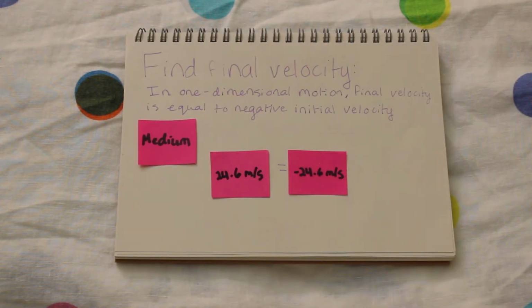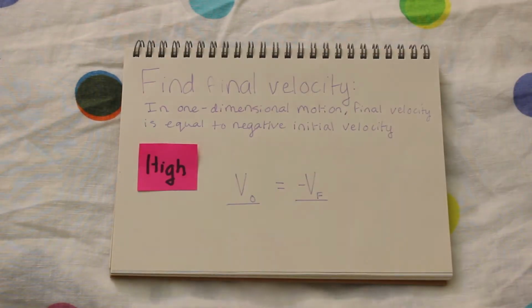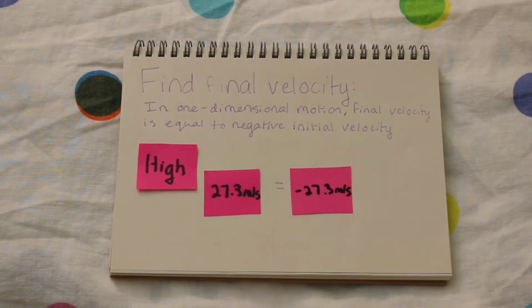For the medium trial, 24.6 meters per second was initial velocity. Therefore, the final velocity is negative 24.6 meters per second. For the high trial, the initial velocity was 27.3 meters per second. Therefore, the final velocity would be negative 27.3 meters per second.